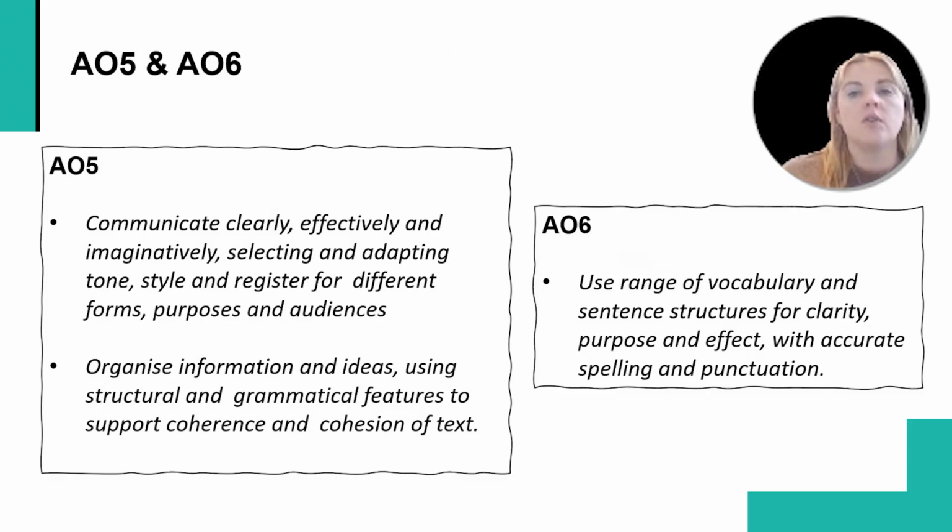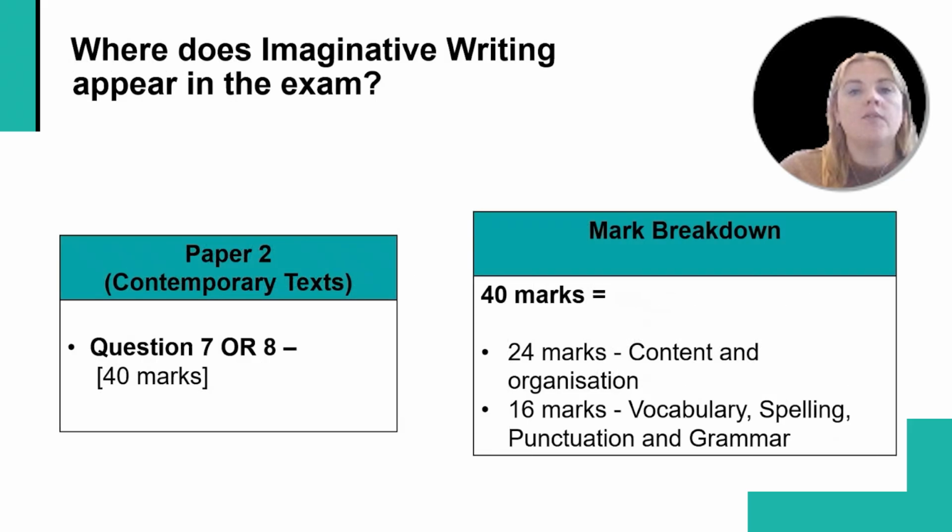AO6 asks us to use a range of vocabulary and sentence structures for clarity, purpose, and effect, with accurate spelling and punctuation. This is one of two types of writing you'll be asked to carry out across the two papers, and imaginative writing is only seen in paper 2. It's a skill that you use both in your exam and across many other contexts outside of the English GCSE.